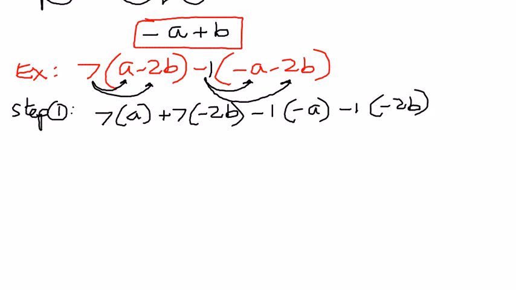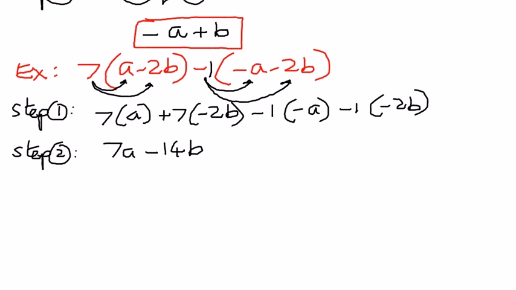So we have successfully distributed it. Now we will simplify it. In step number 2, we will simplify the process. 7 times a is 7a. Positive 7 times negative 2b. Positive times negative is a negative. 7 times 2 is 14b.